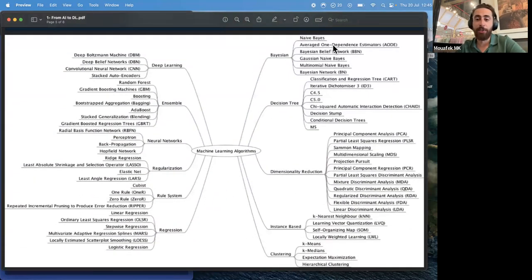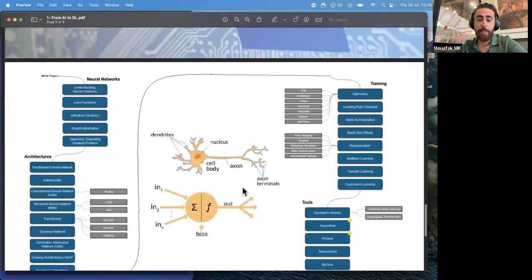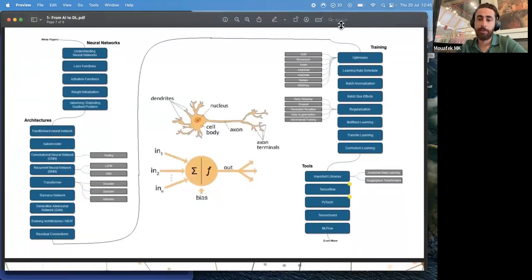This is a list of algorithms. It's for beginner level, and it's going to take you at least 1,000 hours to cover those algorithms, but it's easy, it's fun. And this is neural network.